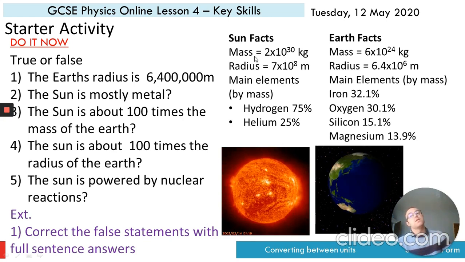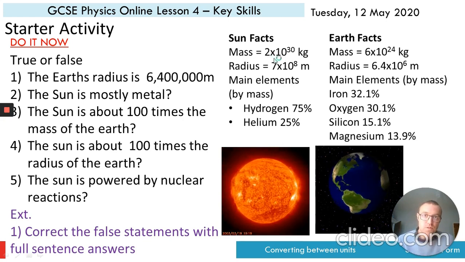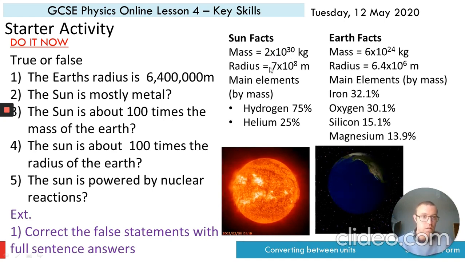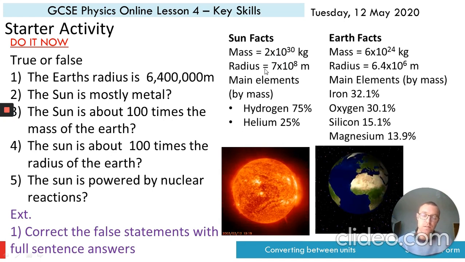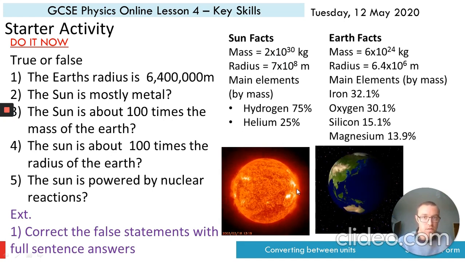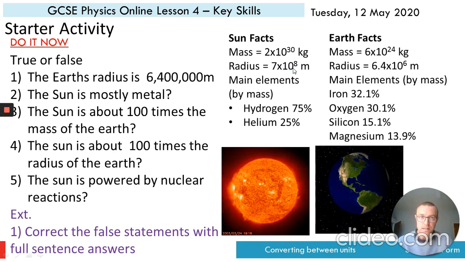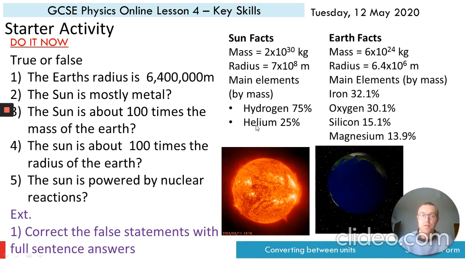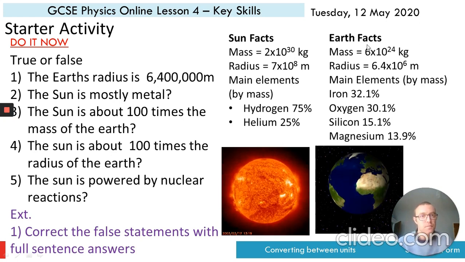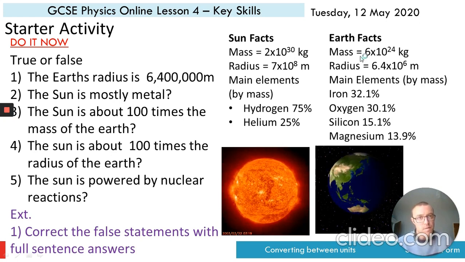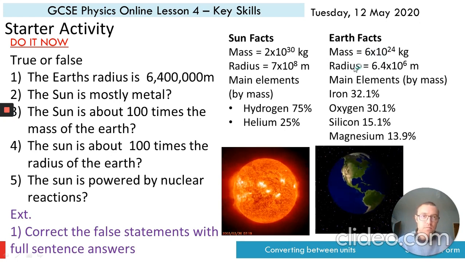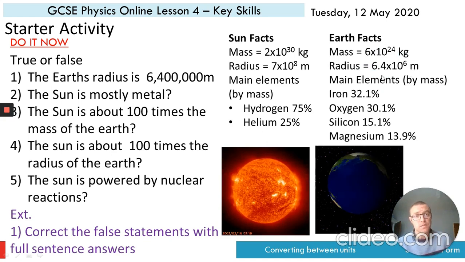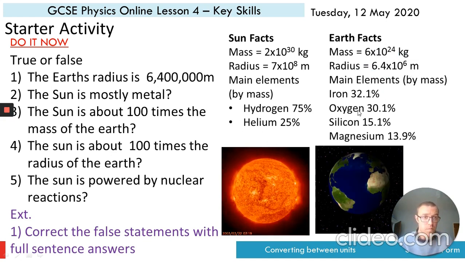Okay? So you can see the mass of the sun is 2 × 10⁻30 kilograms. Quite a large number. The radius, the distance from the center of the sun to the surface, is 7 × 10⁸ meters. And the main elements by mass are hydrogen and helium. Earth facts, you've got its mass, 6 × 10⁻24. You've got its radius, 6.4 × 10⁶ meters, and its main elements as well by mass.